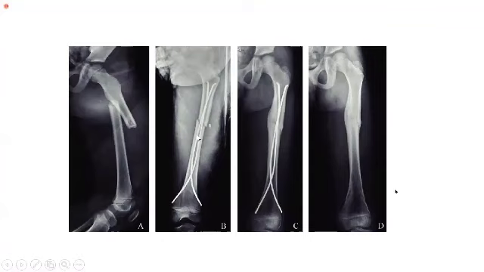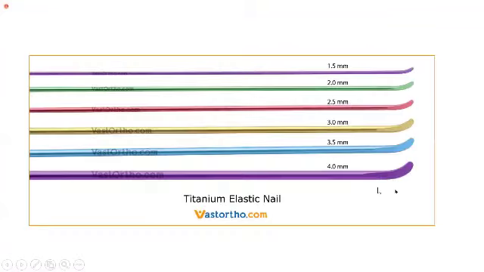Okay. So this is managed with TENS nailing. It looks like this. It comes in different colors and this is made up of titanium, so it's easy to bend. Before, they were using steel, but now titanium is used everywhere because titanium has very good flexibility. So it is helpful.